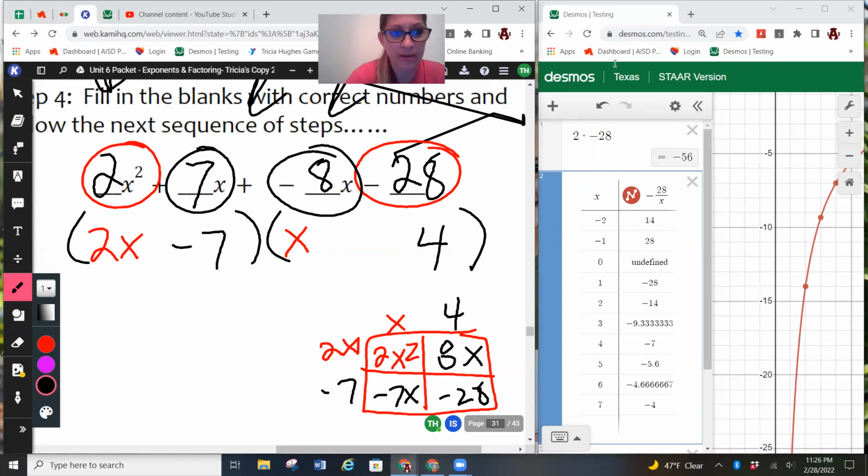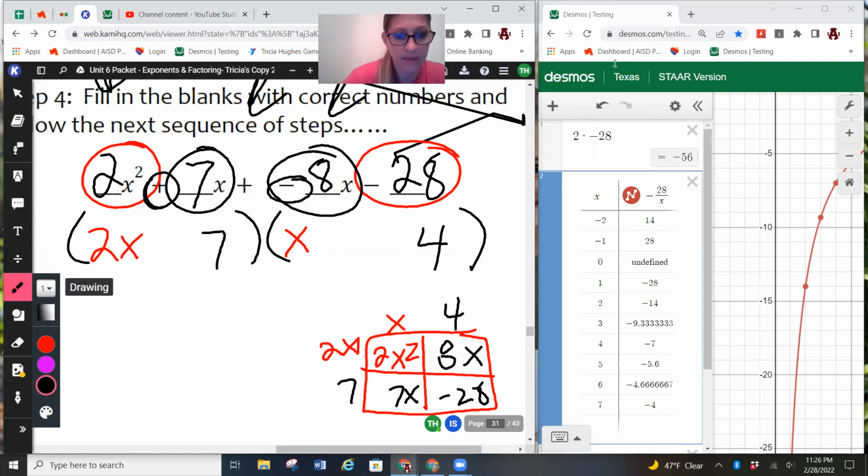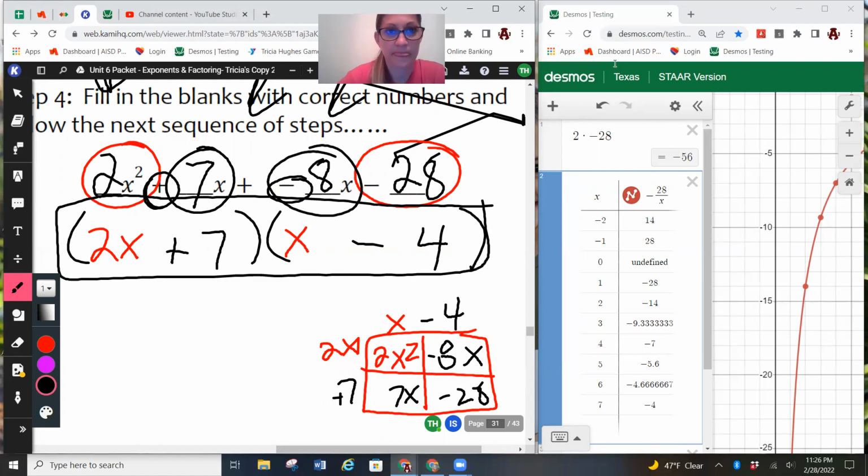I notice I need a positive 7 and a negative 8. So all I'm going to do is just switch the sign. A negative 4 would make then a negative 8. So I need a negative 4 and a positive 7. That is how we factor when a is not 1.